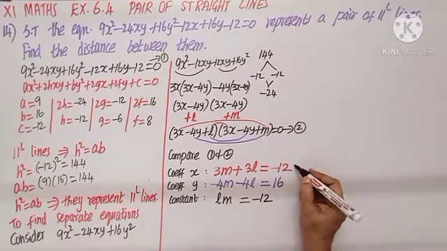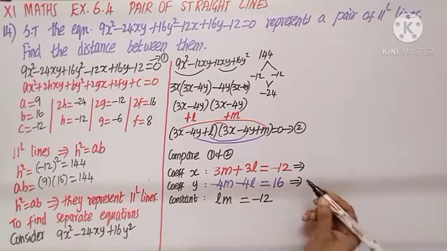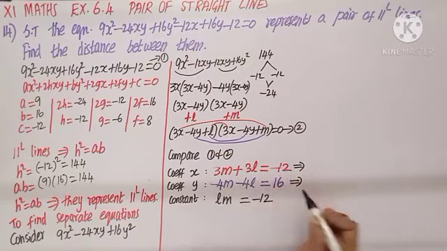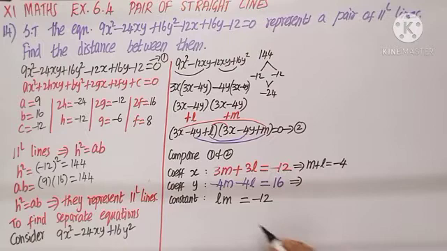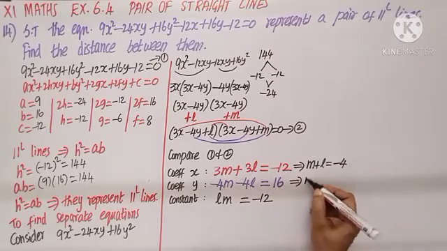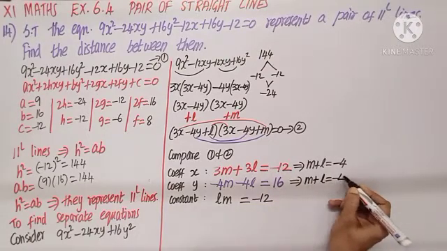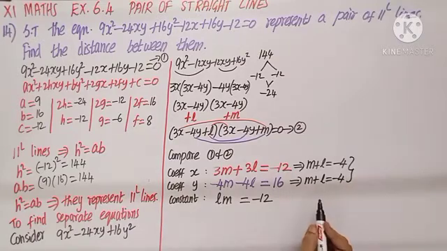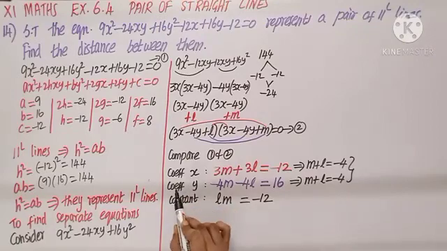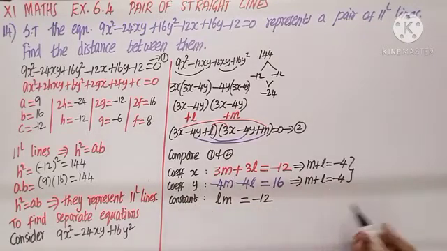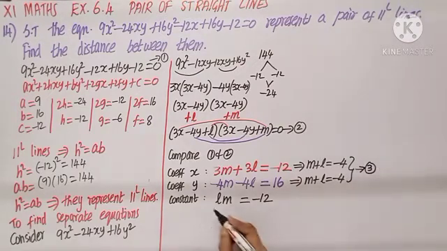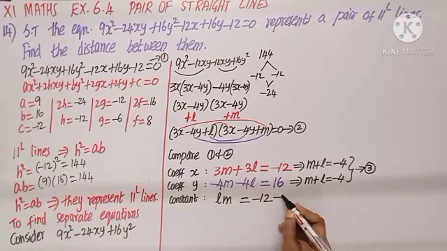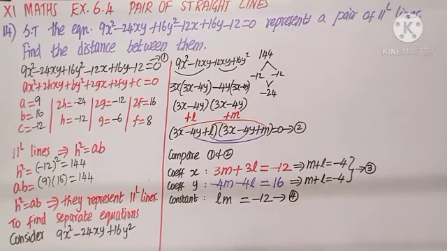Here I cancel 3, I get M plus L is minus 4. Here I cancel minus 4, I get M plus L is minus 4. So whenever we are in parallel straight lines, the coefficients of x and y will give me the same equation. So call that equation number 3. The constant, as I compare, let me call it number 4.